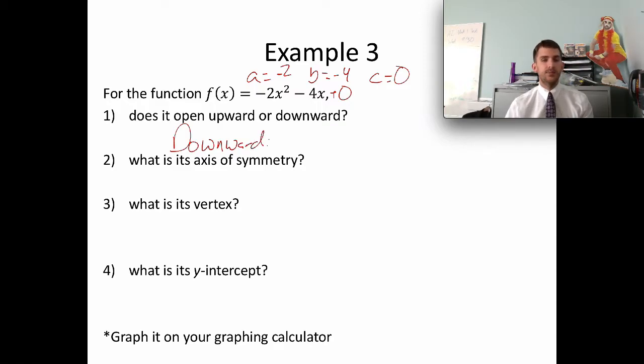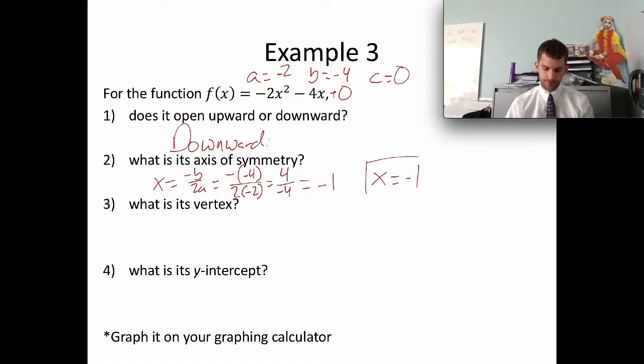The axis of symmetry is x equals negative b over 2a. So we have negative 4. We got a double negative. We'll clean that up in a second. Over 2 times our a value, negative 2. Lots of negatives going on. So double negative 4 is positive 4 over negative 4, which gives us a total of negative 1. So if you want to write this as one succinct answer, you'd say x equals negative 1.